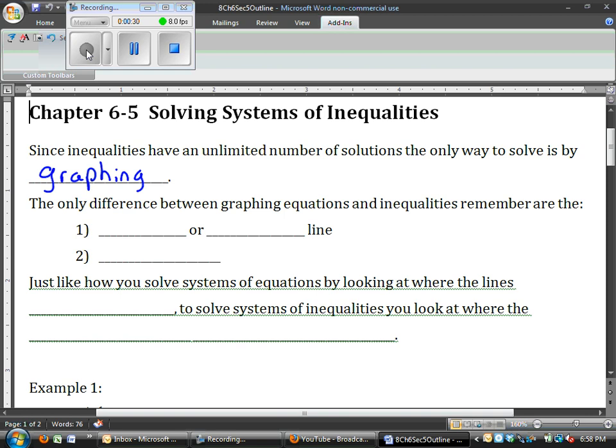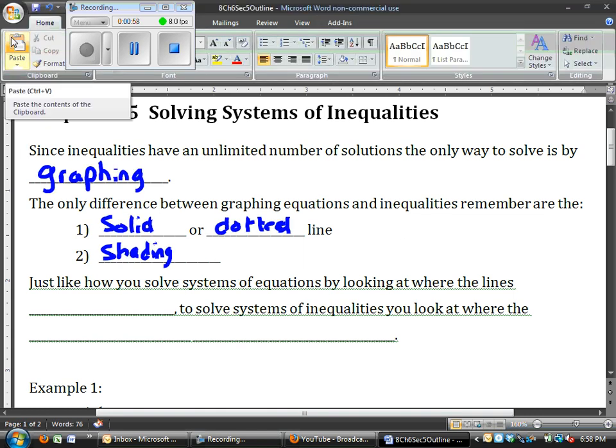Okay? So the only difference between graphing equations and inequalities, remember back, this was 2 chapters ago, I believe, is we have to check to see if it's a solid or a dotted line, and then, oops, dotted. And we also have to do the shading, where we have to pick a point and shade on one side or the other. Okay?